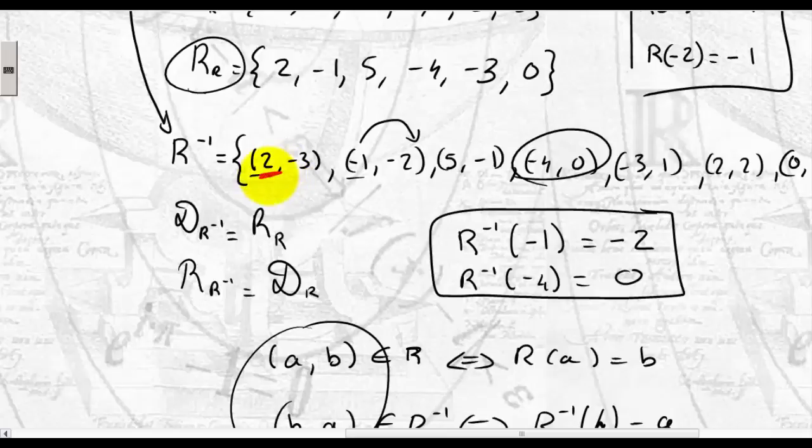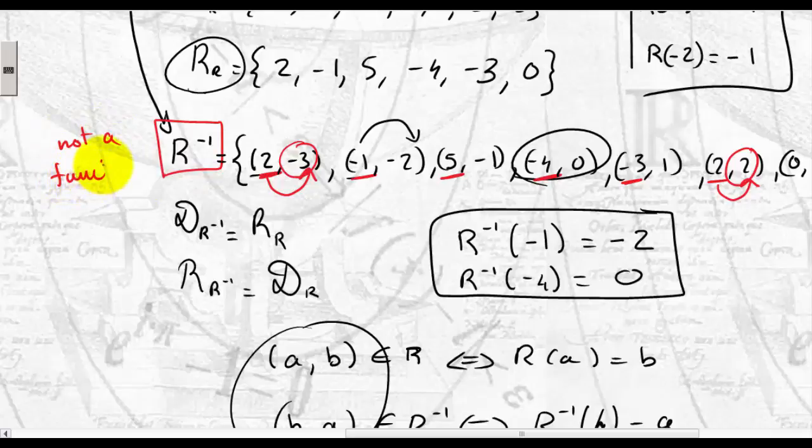So here's 2, -1, 5, -4, -3, 2. I repeated 2. So let me look at the output. 2, 2, 2, -3. No, that is not a function because 2 is associated to -3 and also to 2. It doesn't pass a vertical line test. So the inverse relation is not a function.